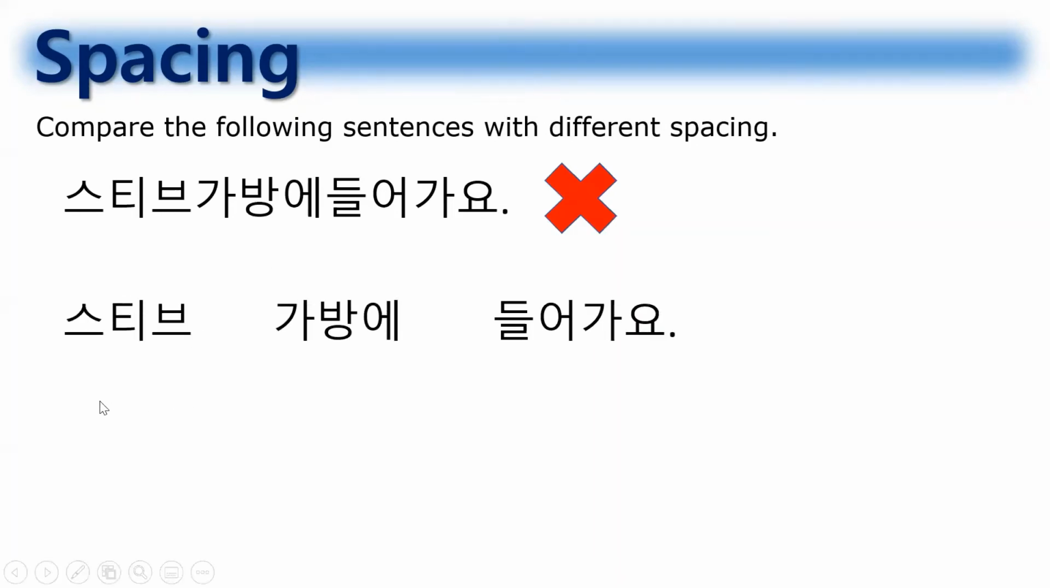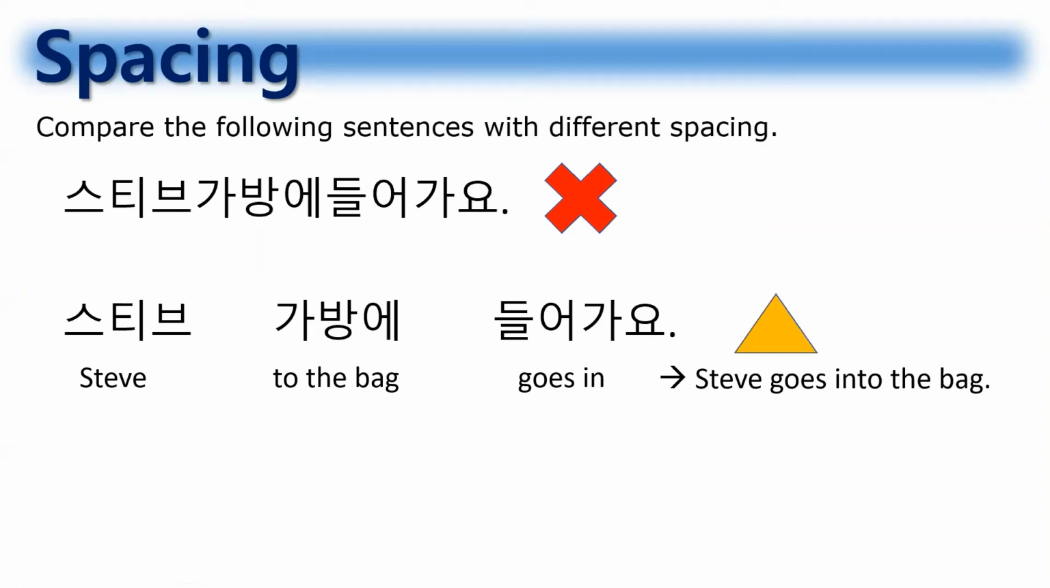Let's see the next sentence. 자, 스티브 가방에 들어가요. 스티브 is Steve, and 가방 means bag, and 에 is the location particle. And 들어가요 is the verb go in. So 스티브 가방에 들어가요. Maybe in a sense that can be true, but it seems a little bit awkward, right?